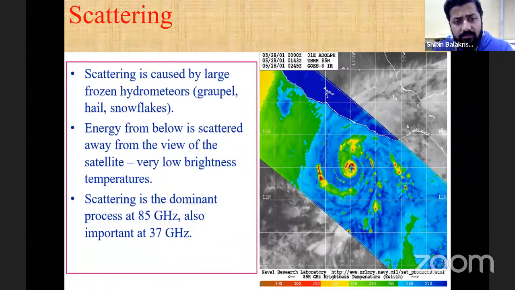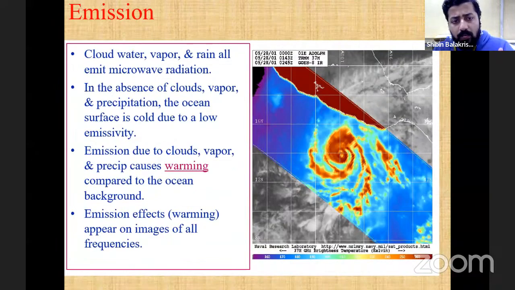Discussing scattering, again, it is caused, like we all know, by hydrometeors or ice particles, snowflakes, etc. And the energy which is emitted from below has the role of a very low brightness temperature. Coming to the different bands of microwave, like 37 gigahertz, 85, 81, 91, they are pretty much dominant with respect to the scattering component. Coming to the emission component, like we all know, cloud droplets, water and rain emit microwave radiation.